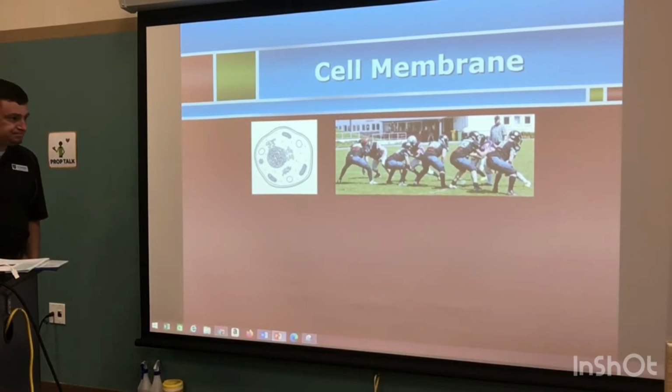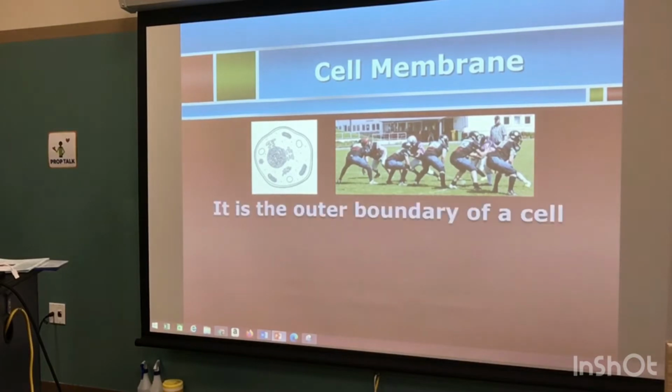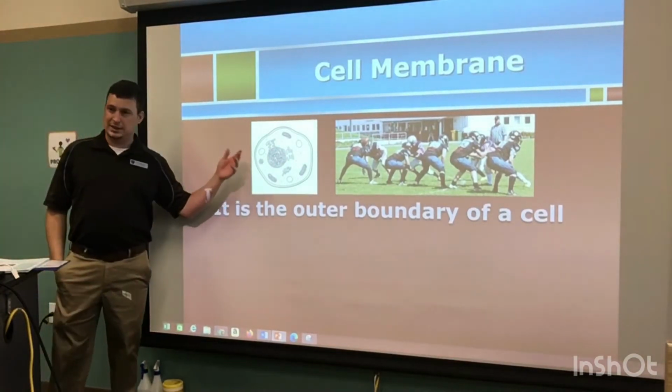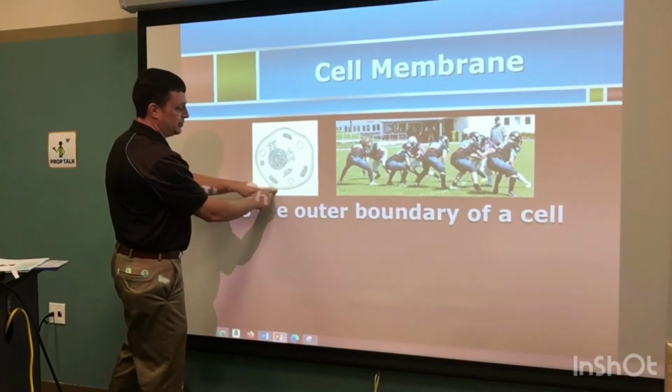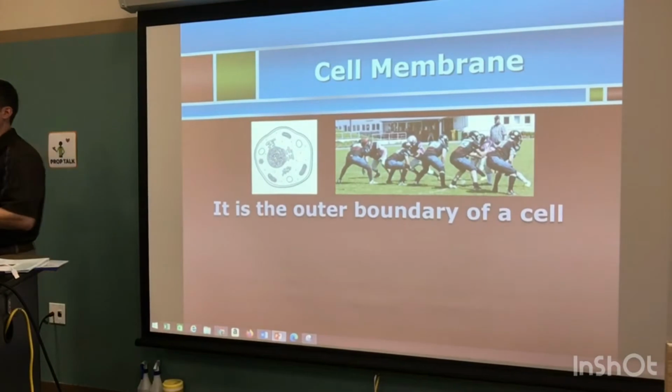So the cell membrane is simply this. It's the outside boundary of a cell. So all the billions of cells that make you have an outside boundary called the cell membrane. Even plant cells have a cell membrane. Even bacteria have a cell membrane. And you can even see, in this cute little handsome cell on the screen, it has a cell membrane, an outside protective layer.